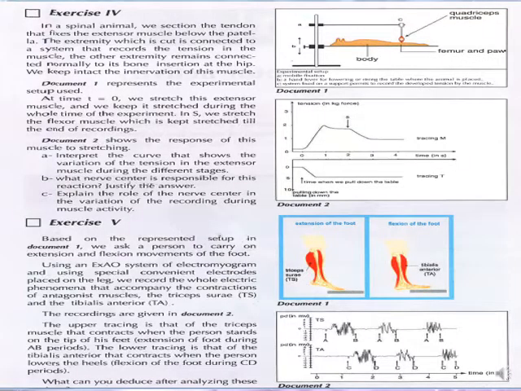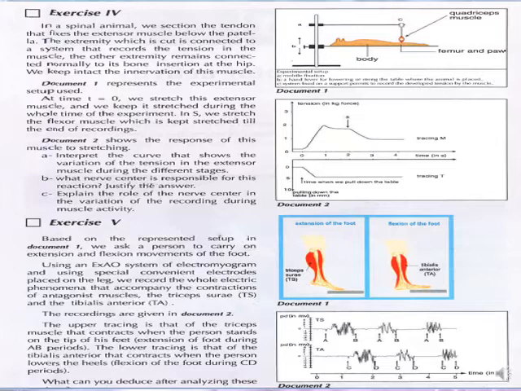Now we move to exercise 5. Exercise 5: based on the setup represented in document 1, we ask a person to carry out extension and flexion movements of the foot. Here, using a special electromyography system and convenient electrodes that we place on the legs, we record the whole electric phenomena that accompany the contractions of antagonist muscles, the triceps surae TS and the tibialis anterior TA. The recordings are given in document 2.